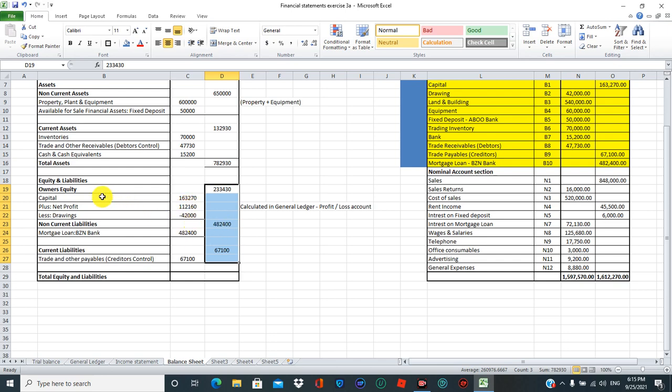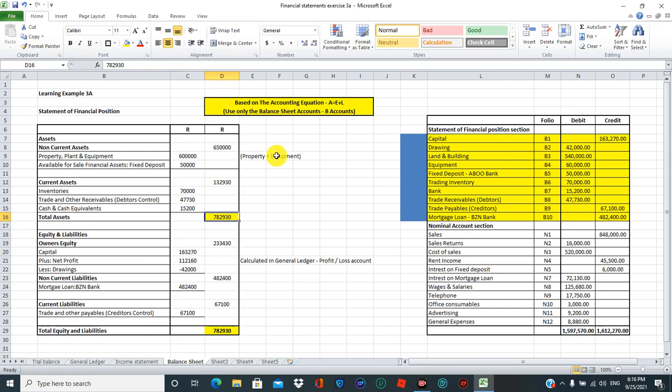Okay, so now you add up your owner's equity, your non-current liabilities, and your current liabilities, and that total is 782,930. And during your test or your exam, this is where you get very happy because, as you can see, those two balance: 782,930. So once again, like I said, it's your accounting equation. Your assets must equal your equity plus your liabilities.